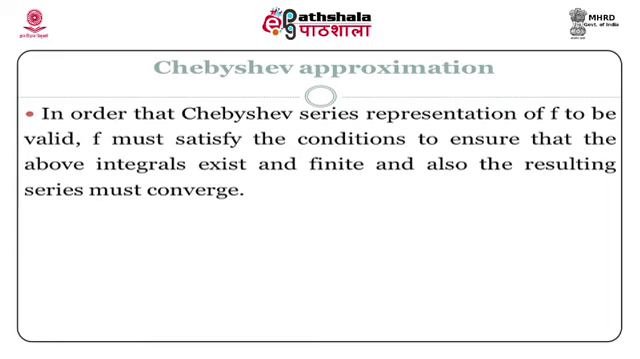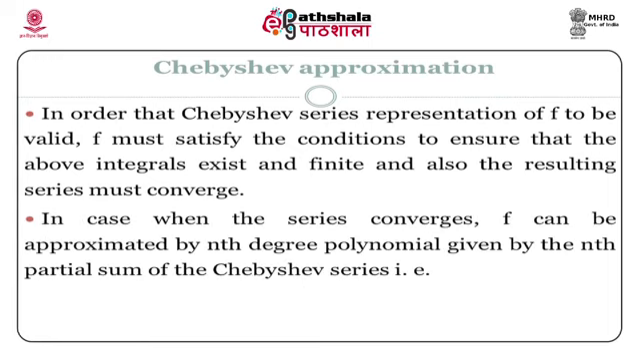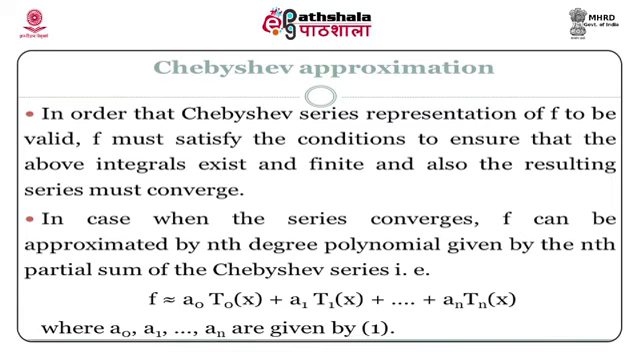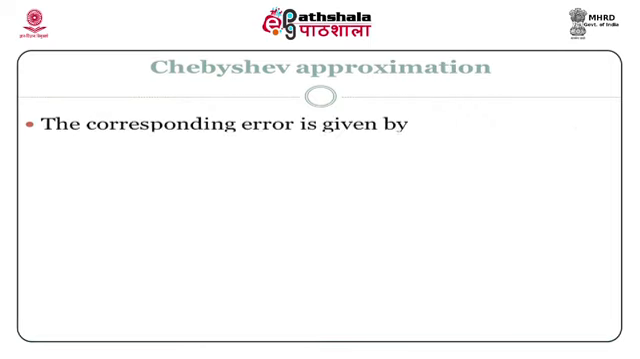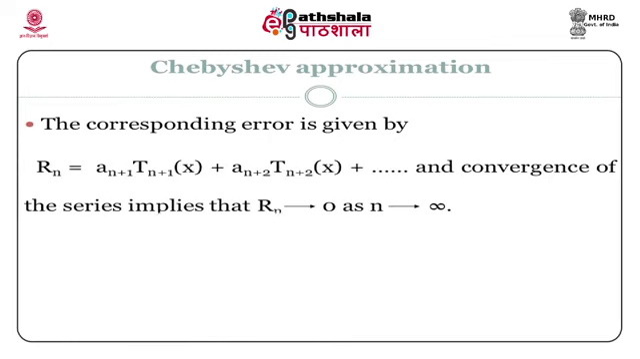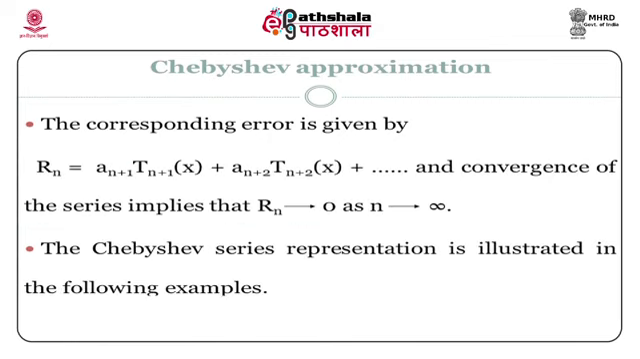In case the series converges, f can be approximated by an nth degree polynomial given by the nth partial sum of the Chebyshev series, and f can be approximated like this by a0 T0(x) plus a1 T1(x) plus and so on up to an Tn(x), where these coefficients are given by the formulae discussed earlier. The corresponding error is given by Rn equal to a(n+1) T(n+1)(x) plus a(n+2) T(n+2)(x) and so on. Convergence of the series implies that this Rn tends to 0 as n tends to infinity.